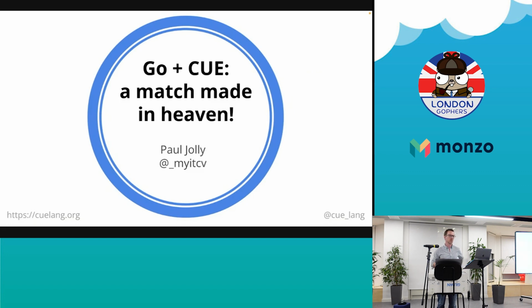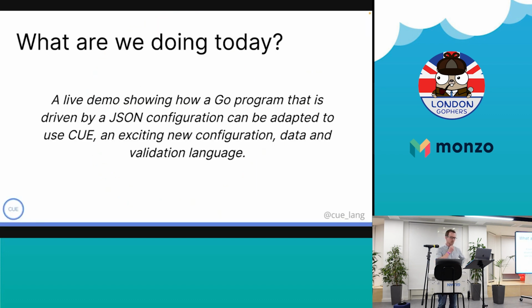What I'm going to be talking to you about today is how Go and Q can be used together to make what I consider a sort of a match made in heaven. We'll explore that a bit more. So what are we doing today?